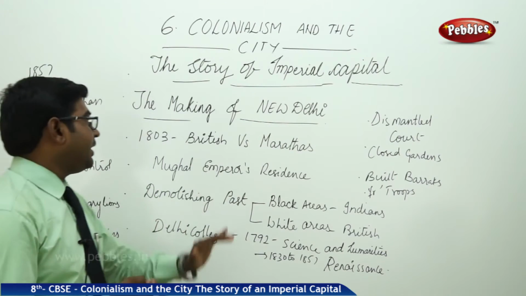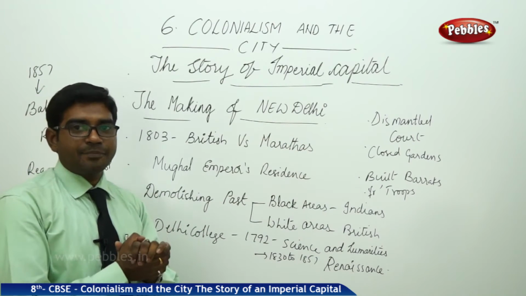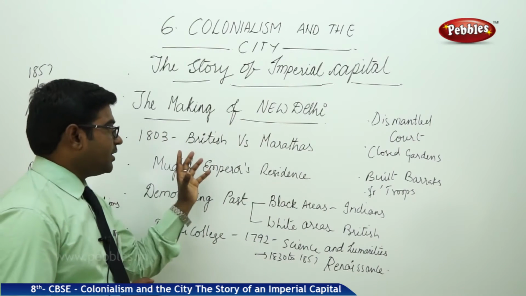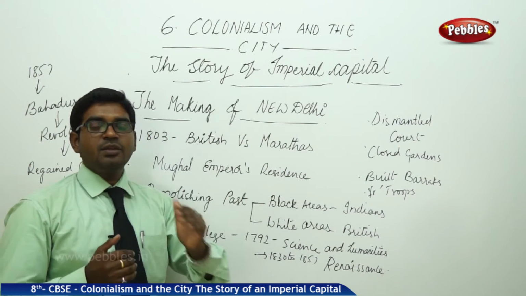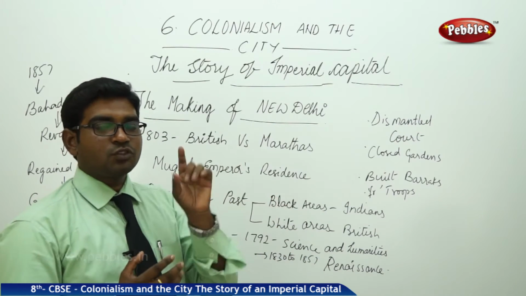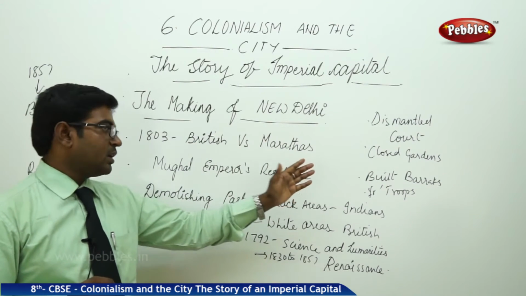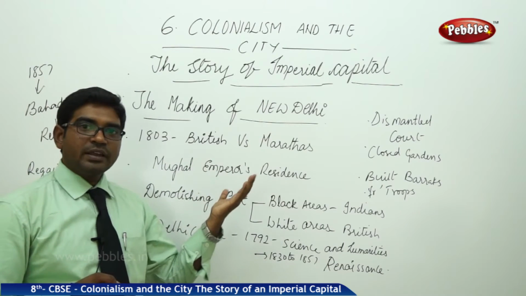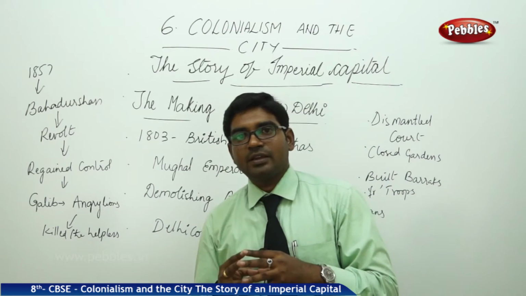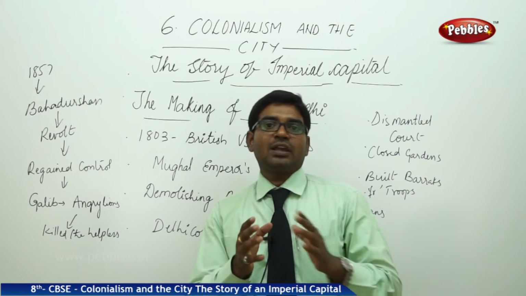It was around 1803, the British versus the Marathas, a war happened. Till that time, Delhi was under the control of the Marathas. Once the Britishers defeated the Marathas, the dream of the Marathas to control the entire kingdom from Delhi ended there. So the Britishers became the real masters of controlling Delhi. And now, the Mughal emperor's residence. Though the Britishers defeated the Marathas, they did not want to make Delhi their capital, because they already had their capital, the Calcutta region.